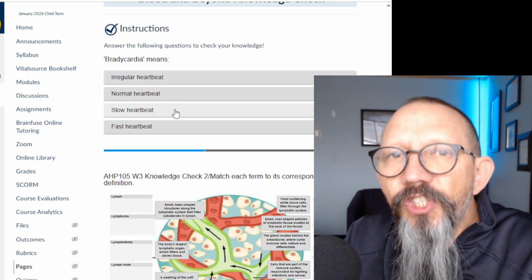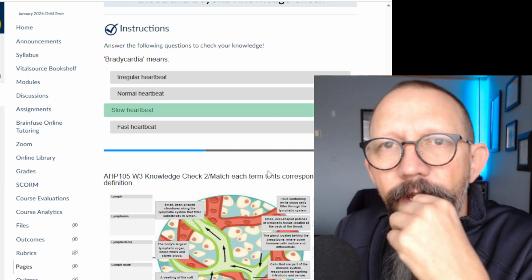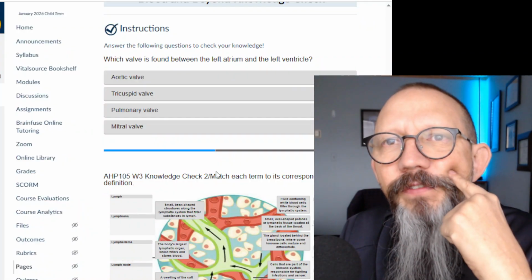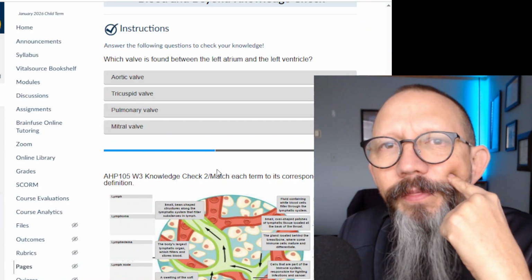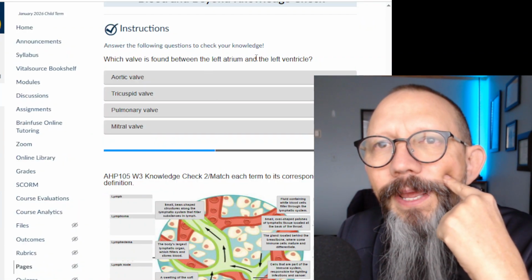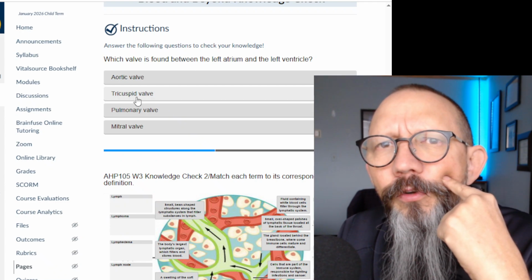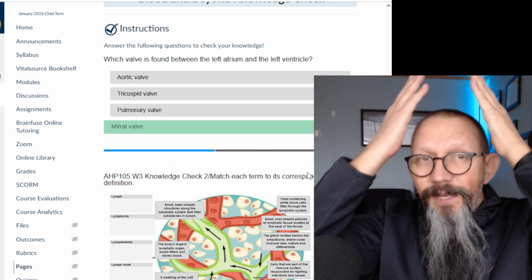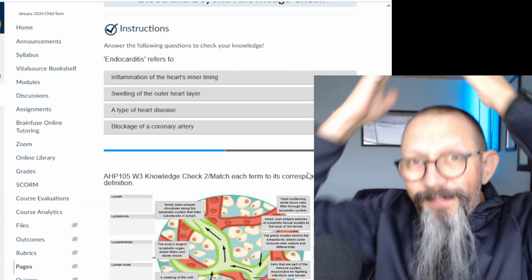Bradycardia. Brady means slow, right? So bradycardia. Okay, how many more of these are there? Which valve is found between the atrium and the left ventricle? That's going to be the left atrium and the left ventricle. It's going to be the mitral valve. Mitral because it has two little points which look like the thing that the Pope wears.